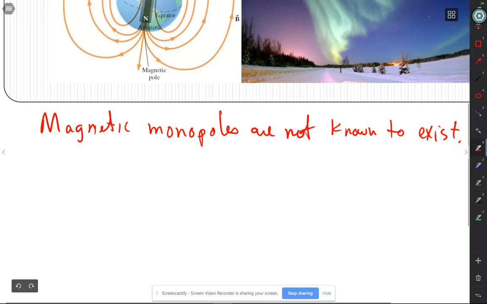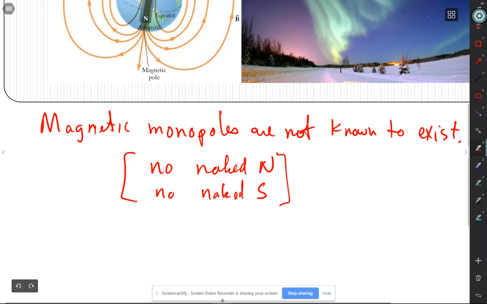Magnetic monopoles are not known to exist. What does mono mean? One. So monopole means one magnetic pole. So that means you don't have a naked north and no naked south. That's naked. They always come together. Anytime you have a north, you're going to have a south with it.